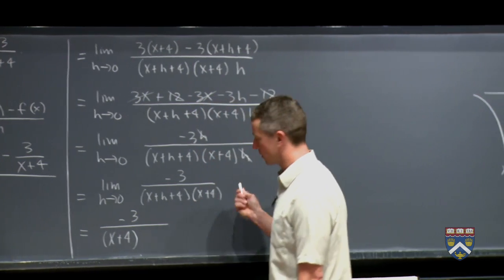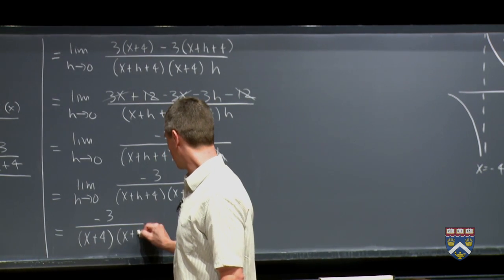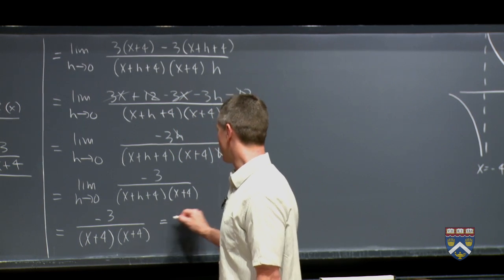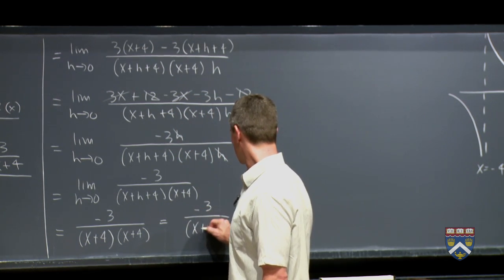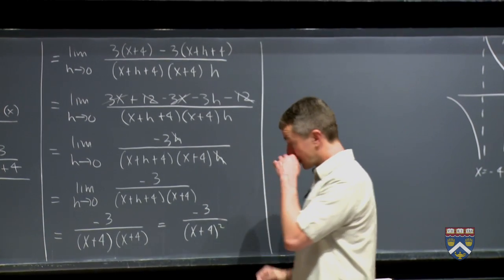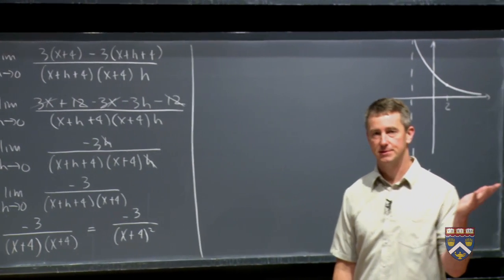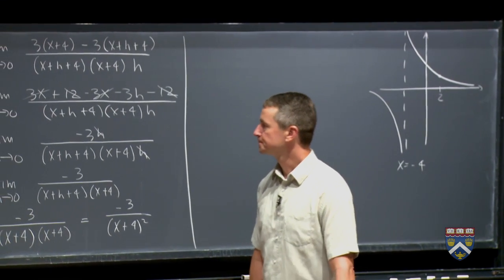And then as h goes to 0, what happens to x plus 4? Nothing. Doesn't care what h is doing. x plus 4. And then if you want to write that in a slightly more compact way, negative 3 over x plus 4 squared. And so that is our derivative. That will tell us the slope at any given point, any given x value that we want.